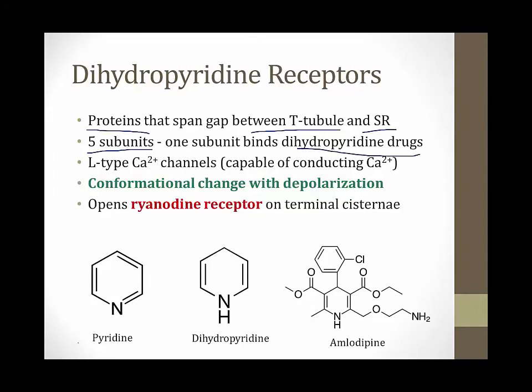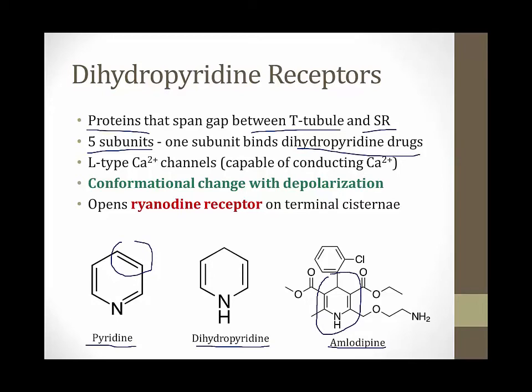Let's take a look at the bottom of the screen. The structure on the left is a pyridine ring. If you add 2 hydrogens and eliminate a double bond, you get a structure called a dihydropyridine. And you may know that there are drugs used in the treatment of hypertension called dihydropyridine calcium channel blockers. For example, amlodipine is one of these drugs. And it's called a dihydropyridine calcium channel blocker because it contains a dihydropyridine ring.